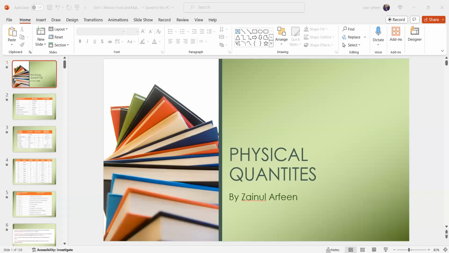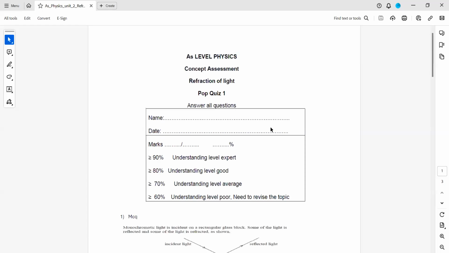So, discussion of the pop quiz. This was a pop quiz that was related to refraction of the light. So, refraction of the light.